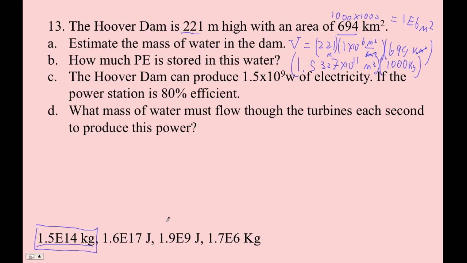I think the trick there is that we're going to use mgh. But the height that we're going to use is half of 221, right? Because on average, the water is about half as high as the highest height. If you've got a dam here, this is half the height, and half the water is above that, and half's below, so we're using an average.